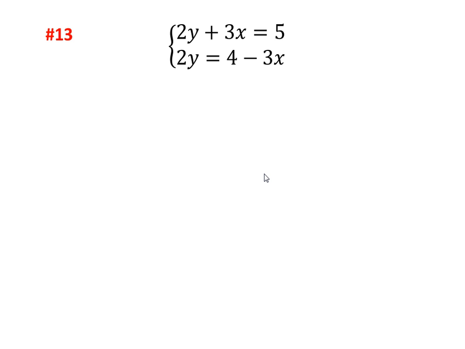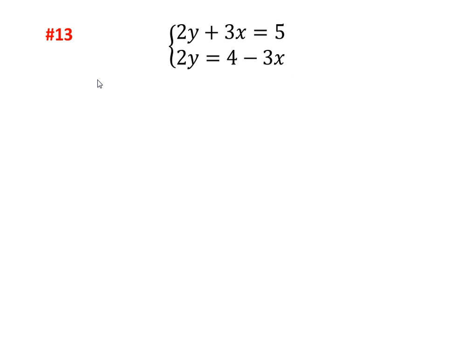We can't use substitution either, because we don't have y equals something or x equals something. We almost do. We have 2y is equal to 4 minus 3x, but not y equals, so that's not going to work. And then we can't use addition because all of our terms aren't lined up. We have our y terms lined up, but then a plus is lined up with the equal sign, the 3x with the 4, and the 5 with the 3x, so that's not going to work either.